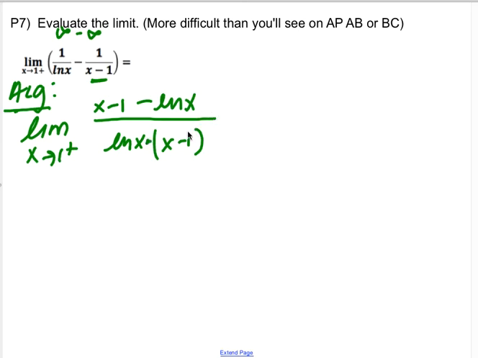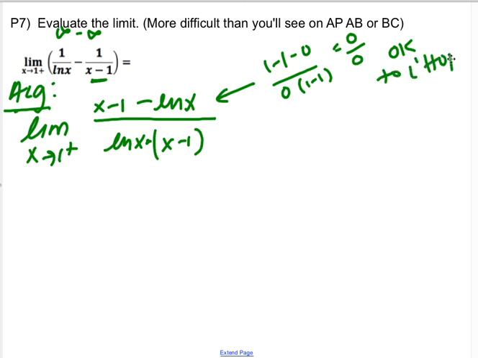Okay, so now if we were to plug in, I get 1 minus 0 over 0 times 1 minus 1, which is definitely a bunch of 0 over 0, so I'm okay to use L'Hopital's. So that was the big trick there, is that I need to get a common denominator to combine them. Now that I'm okay to do L'Hopital's, I will have a product rule when I do the bottom. The top is pretty straightforward.